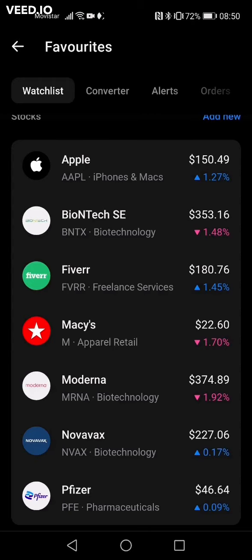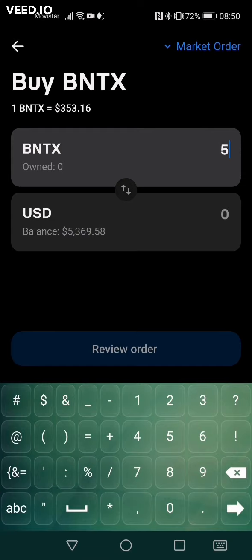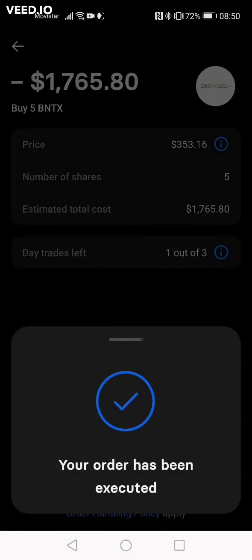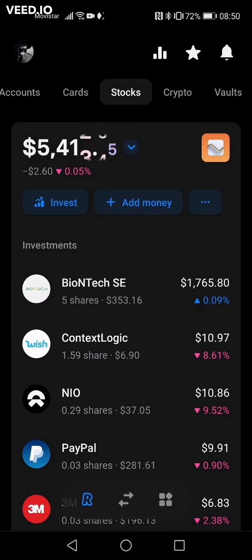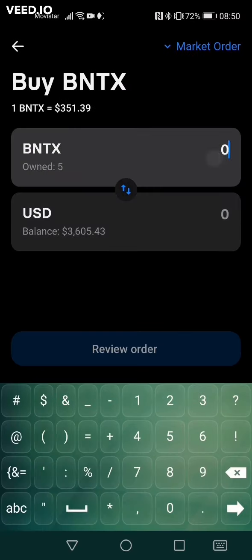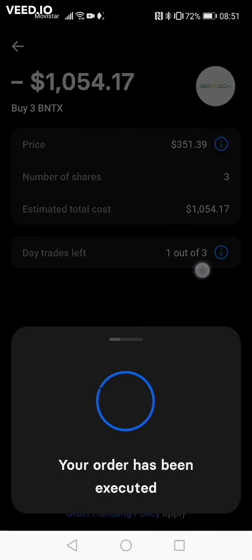Hi everyone, today I'm going to show you how I do a day trade on Revolut. Today I'm going to buy BioNTech once again because usually there is a higher volume on this stock, so I'm hoping for some profits for today as well. I already bought 5 shares, but let's buy a couple more shares because the price seems to be reasonable.